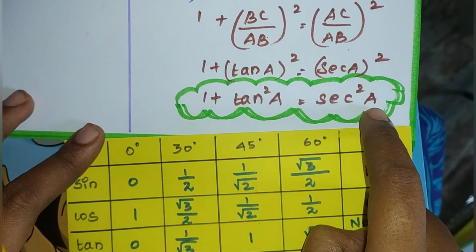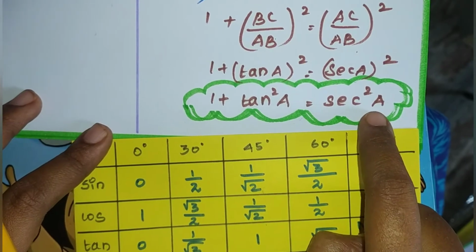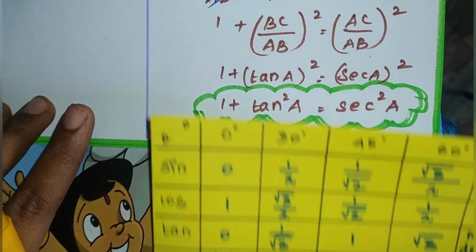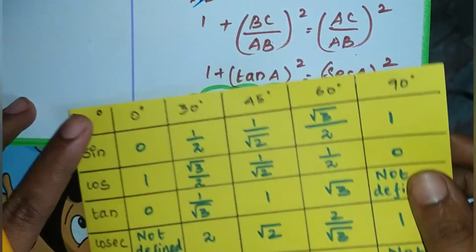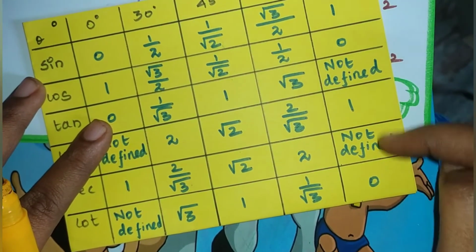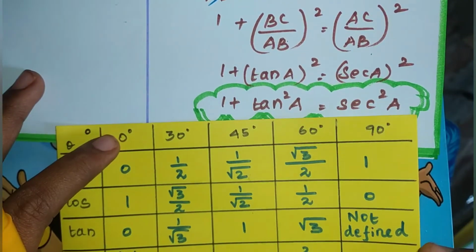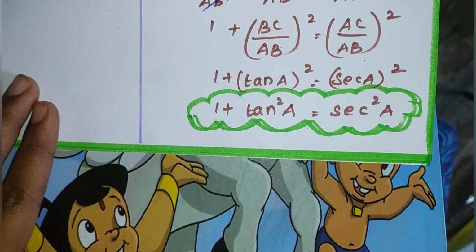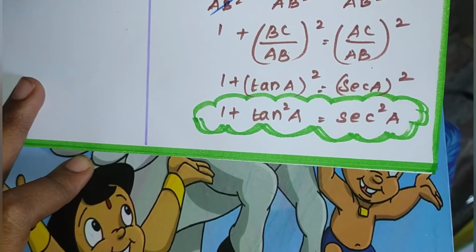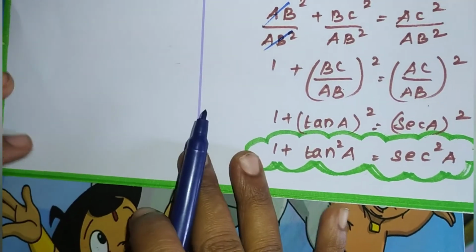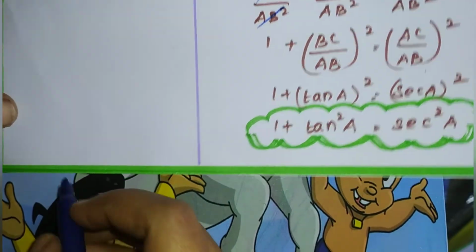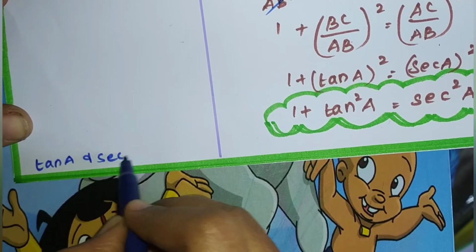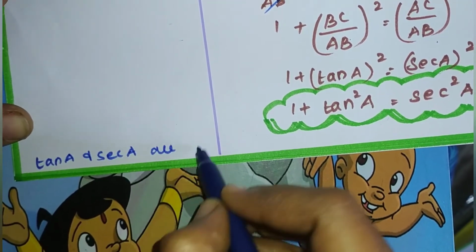90 degree. Clear? What about angle theta? Tan A and secant A are not defined for A equal to 90 degree. Both are not defined. So for 90 degree it is not true. So how we have to write the final step means tan A and secant A are not defined.